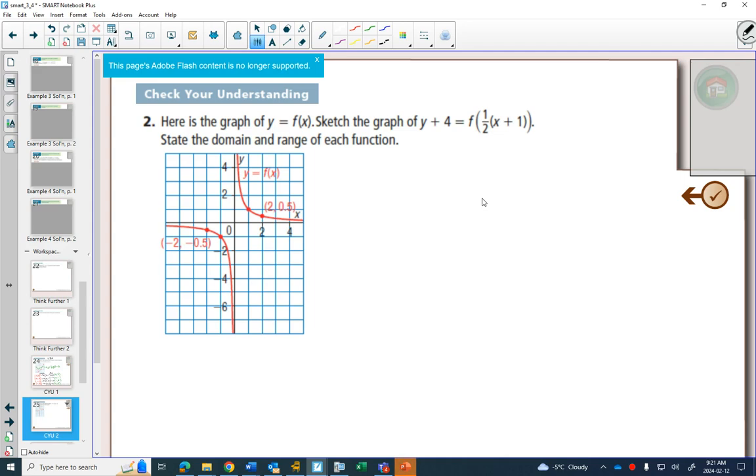In example 2, they gave us a graph. They call it f of x. First thing, if you do have a red pen, I would like you to draw a dotted line at y equals 0, and another dotted line, which these are the asymptotes at x equals 0.